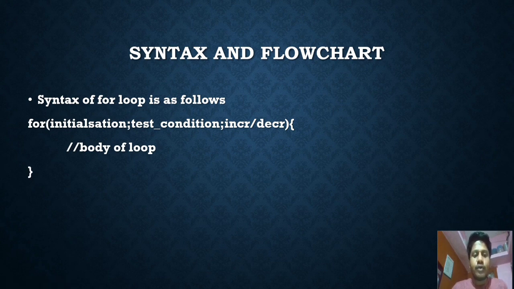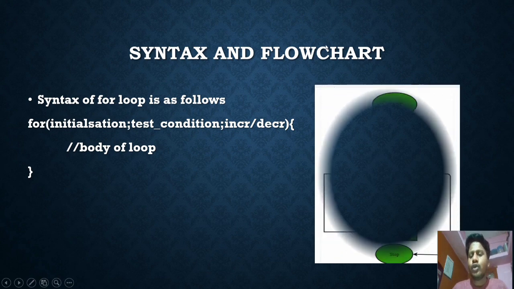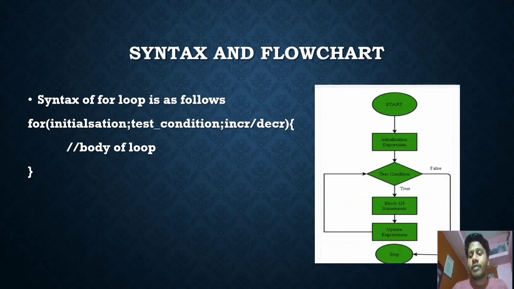We're going to see one example. The flowchart is nothing but a graphical representation. In the start, first we initialize, then the condition will be checked. If the condition is true, it will enter the loop first. It will not go for the increment first. It will enter the loop, execute the body statements, then go for the increment or decrement.